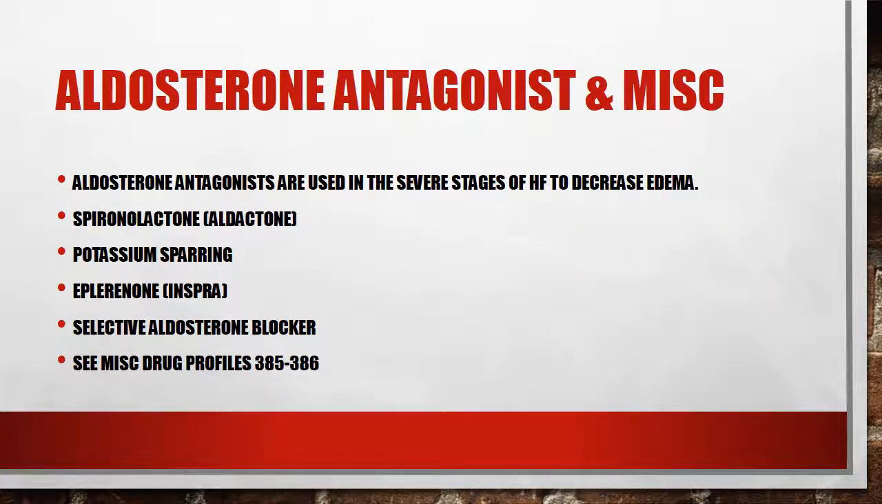Aldosterone antagonists and some miscellaneous diuretics are used in severe stages of heart failure to help decrease edema. So we've got spironolactone or Aldactone, and then we've got some potassium-sparing, selective aldosterone blockers, and then you've got some miscellaneous drugs profiled in your textbook.